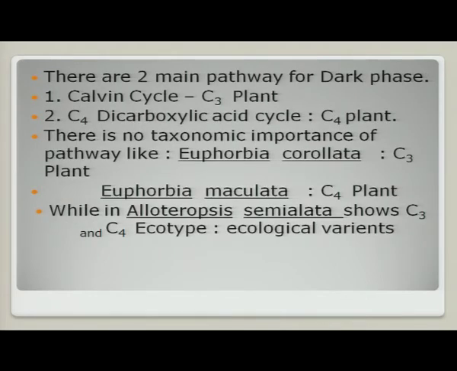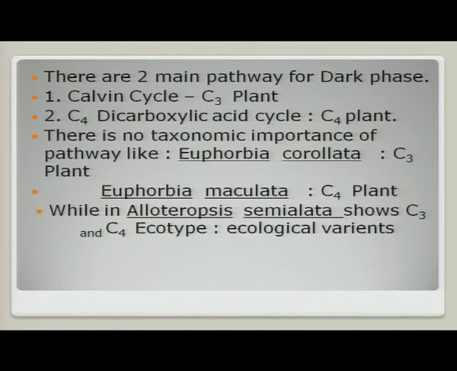Now, there are two main pathways of the dark reaction. The Calvin cycle takes place in C3 plants, because the first stable product is PGA, phosphoglyceric acid. So this cycle is called the C3 cycle. The other important pathway which we have to discuss today is the C4 plant, also called the C4 cycle.